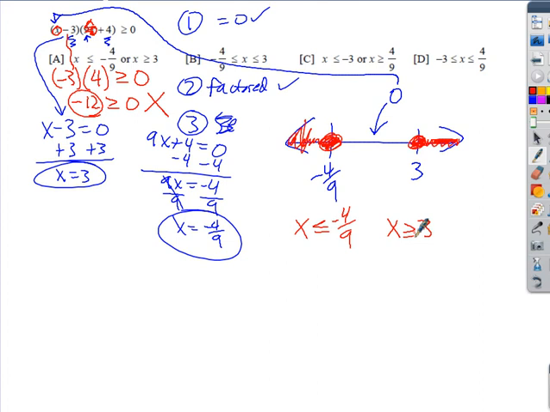Let's see if we can find it. Greater than or equal to 3, you probably already found it. There it looks like it is. All right, that last one was probably one of the easier ones. Alright, have fun with it.